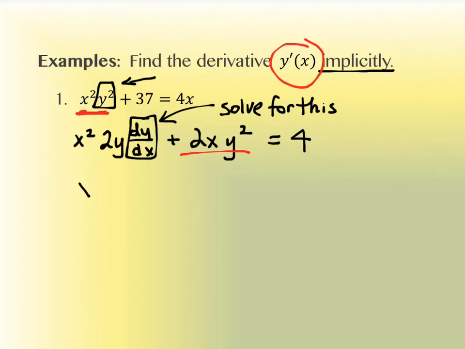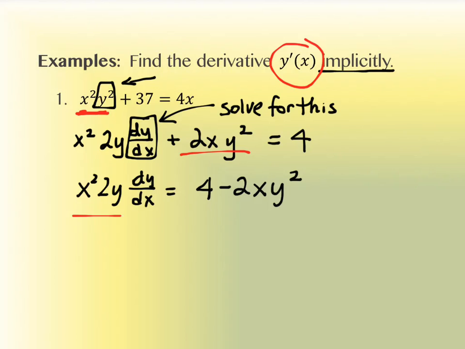Okay. So right now I've got x squared 2y, and you can put the 2 in front if you'd like, dy dx equals, and now I have 4 minus 2xy squared. Does that look okay? Now what? Divide by x squared 2y, all of it, right, Edgar? So we'll divide both sides by everything that's not dy dx, so x squared 2y.